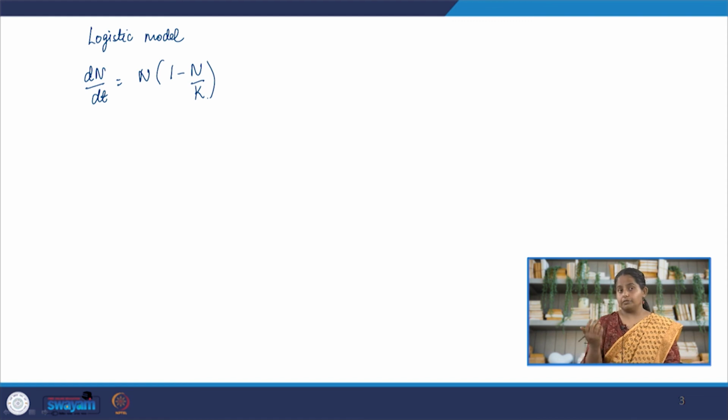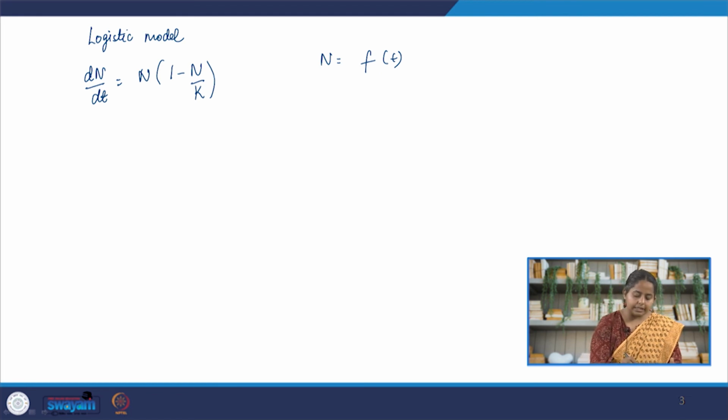Let us say somebody gives me this model. I can integrate it because this model can be easily integrated, and I can find an explicit equation for n as a function of time, right? But that will not help me understand how this model is behaving. On the contrary, the qualitative approach will really help me understand how this model is behaving.